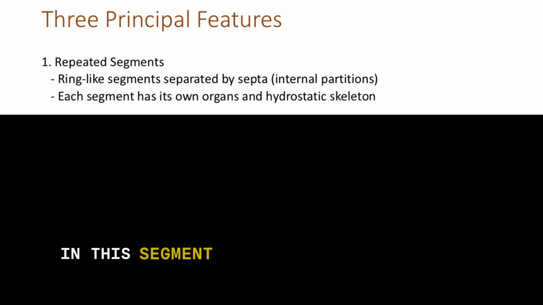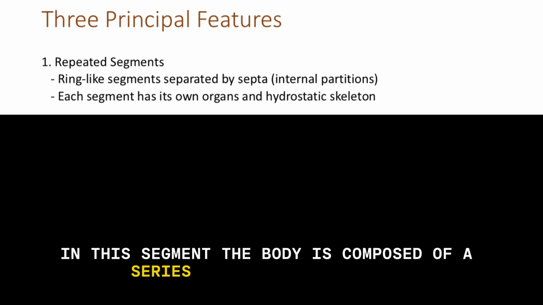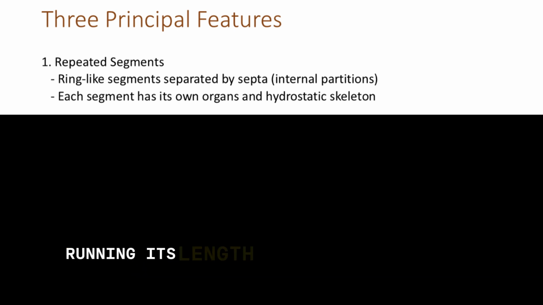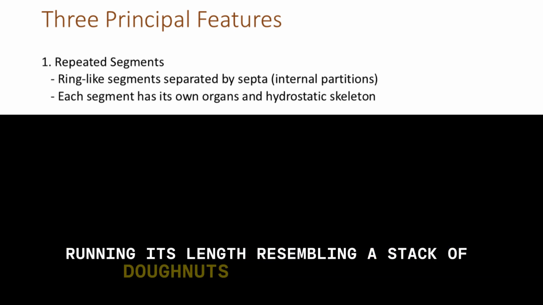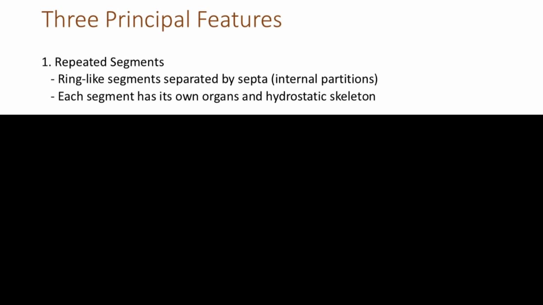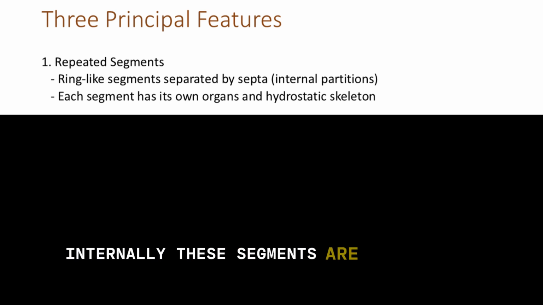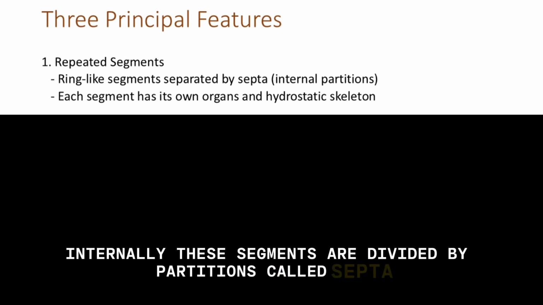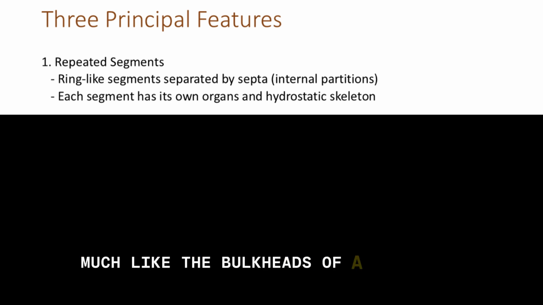In this feature, the body is composed of a series of ring-like segments running its length, resembling a stack of donuts or a roll of coins. Internally, these segments are divided by partitions called septa, much like the bulkheads of a submarine.